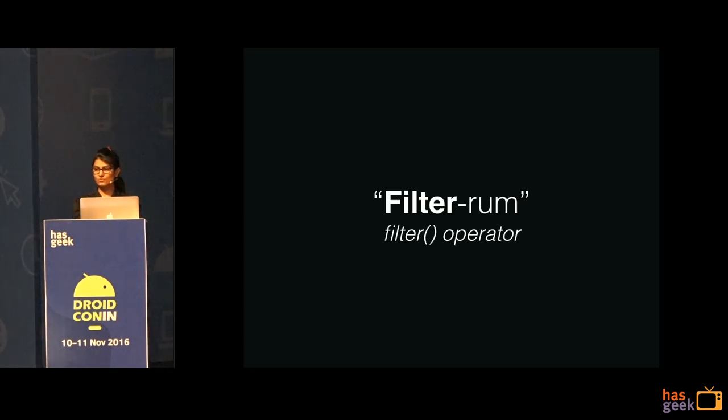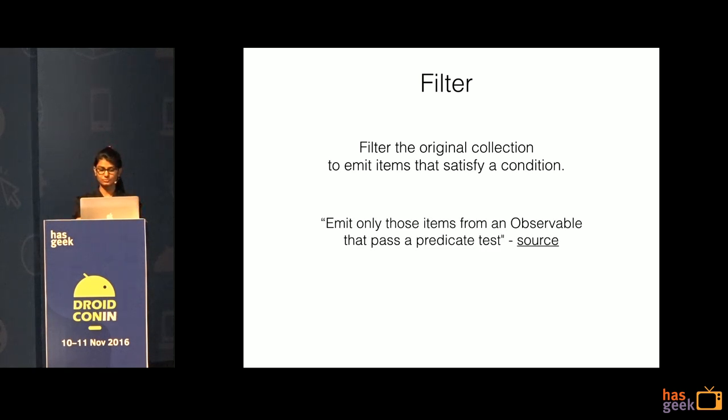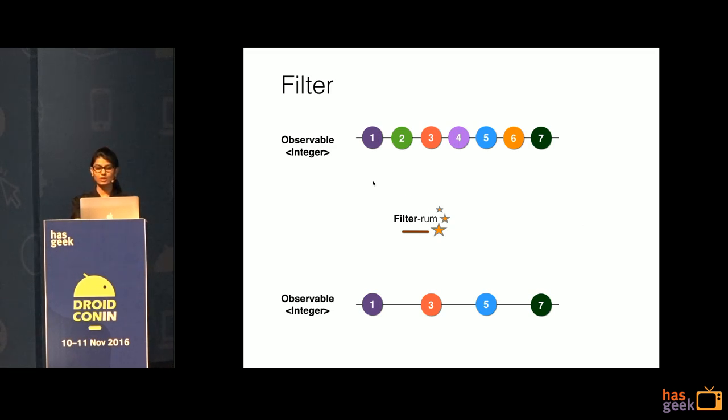So next is the filterum spell, or the filter operator. As the name suggests, we have a collection of items. It filters that collection based on some condition. So technically, we are going to emit only those items from an observable that pass a predicate test. So here we have an observable of integers from 1 to 7. What we want to do is filter out only the odd numbers. So we're going to apply the filterum spell over it.